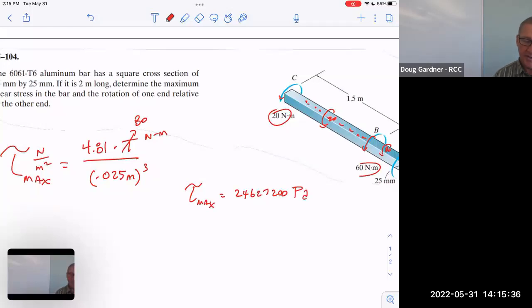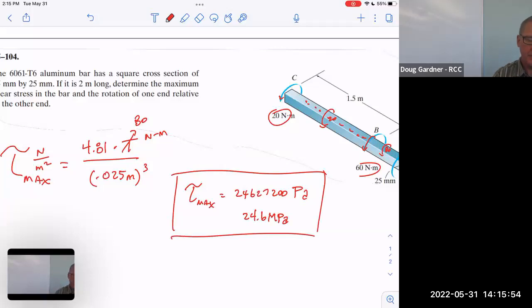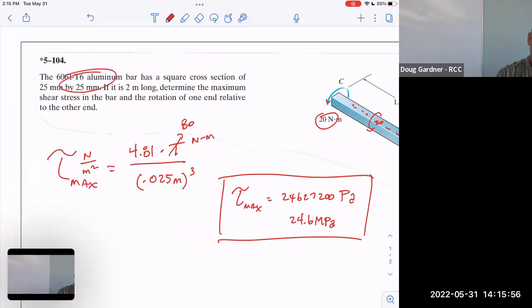In my case, because I got newtons per square meter, I got some giant Pascal number, and you can appreciate that's probably 24.6 megapascals in the back of the book. Cool. Now I can choose material. Oh, interesting. They already chose it for me. I hope they did good, right?